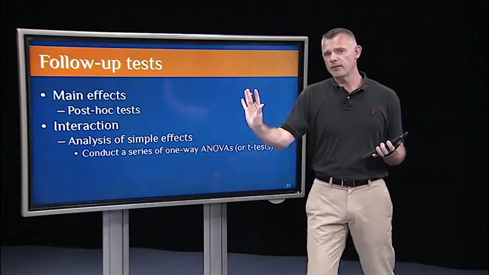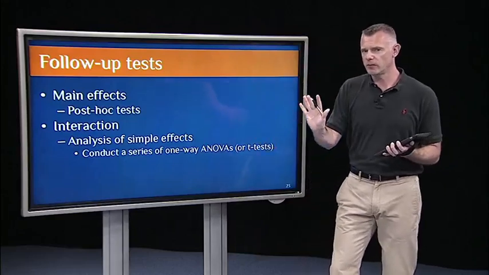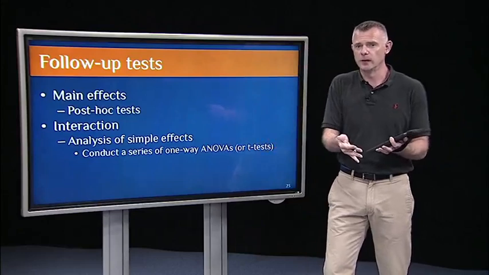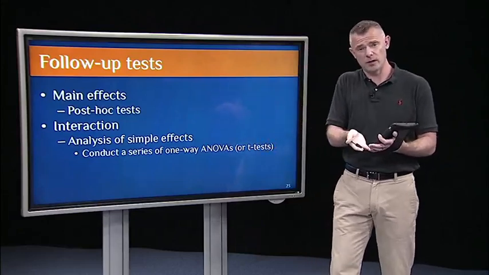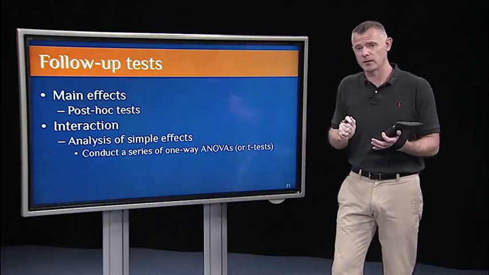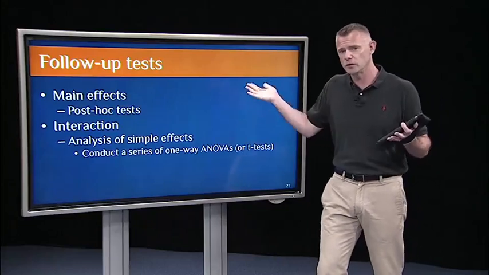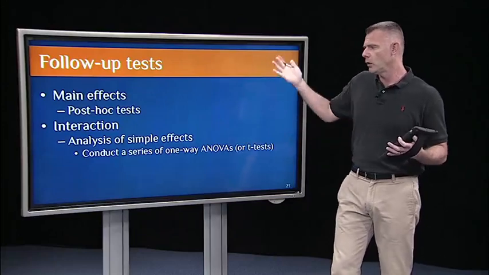Now, you'll get those F ratios, but once you get those F ratios, you're not completely done, right? Because if you have a significant main effect, you have to follow that up with post-hoc tests to see where the pairwise comparisons are significant. You might do Tukey's procedure, for example.